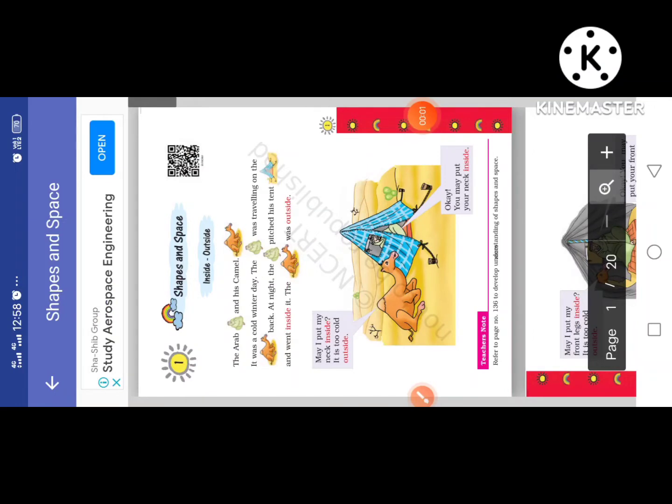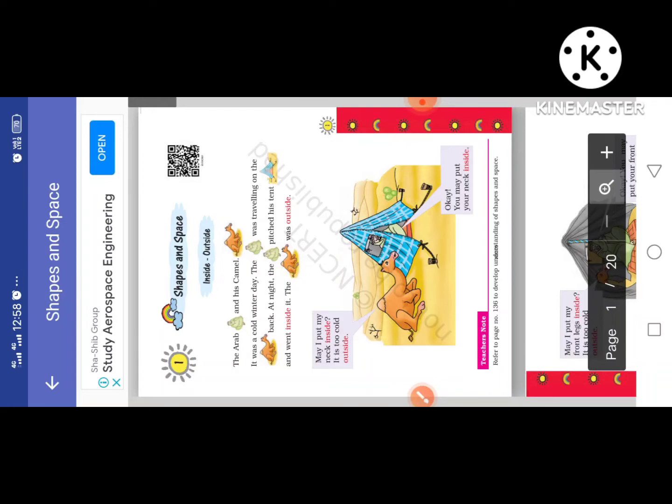Hello kids, today we'll study chapter number 1 of class 1 mathematics CBSE, Shapes and Space, Inside and Outside. In this chapter we will be studying what the different shapes and the different spaces are. The Arab and his camel.